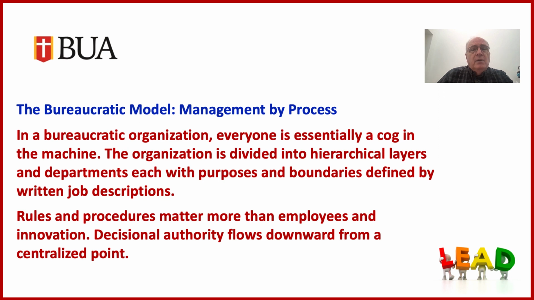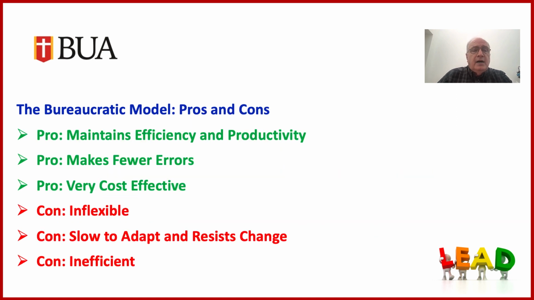But the bureaucratic model is a very viable method of operation, and many churches are extremely bureaucratic in how they operate. And they're that way because bureaucracy maintains efficiency and productivity. You make fewer errors, and it's very cost effective. The problem with the bureaucratic model is that it is inflexible. And by inflexible, I mean it resists change. And things that quit changing die.